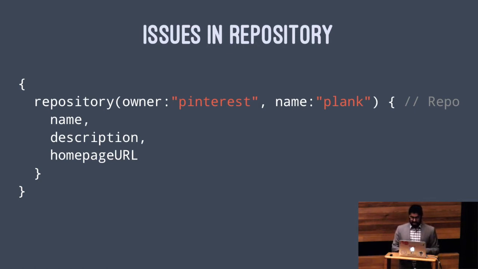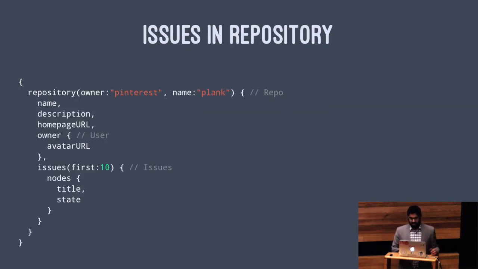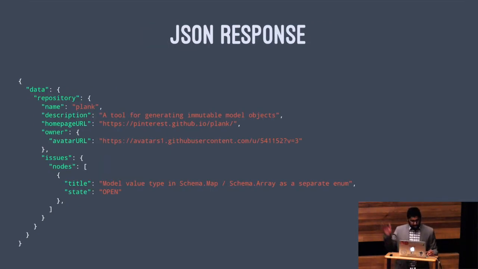And then say we also want to display the avatar URL for the owner. And then we also want to add the first 10 issues. This is actually quite readable. And the great part is the API response is in the shape of the query that you actually sent it. So we could actually easily generate parsers for this JSON response as well.